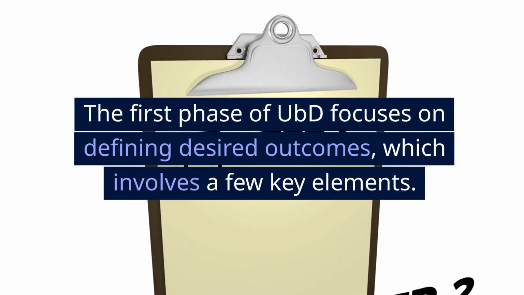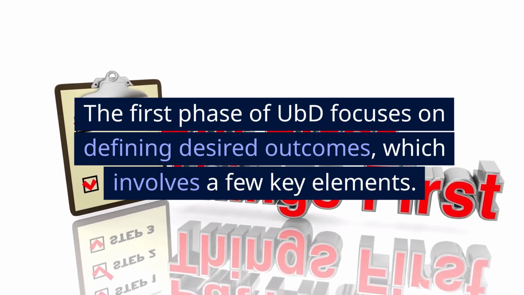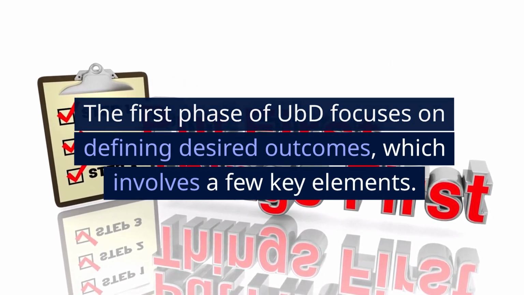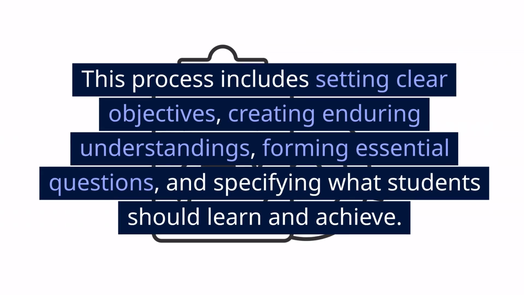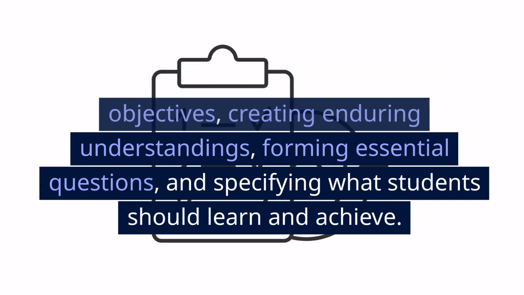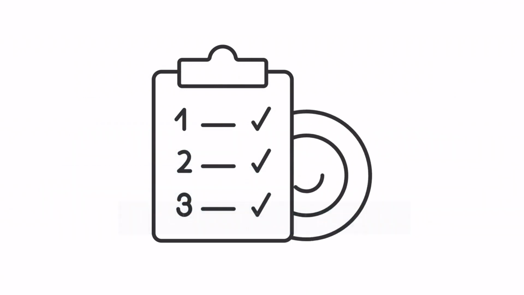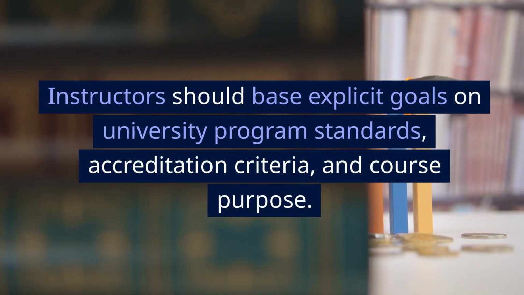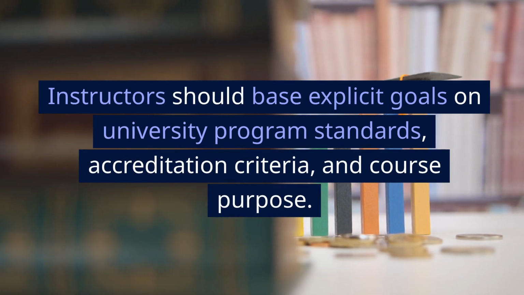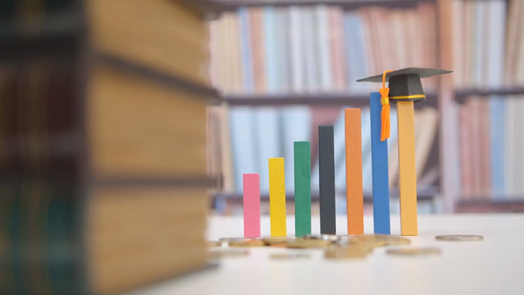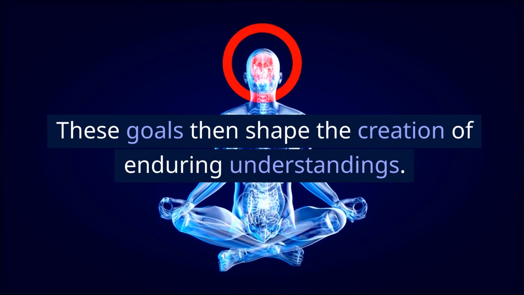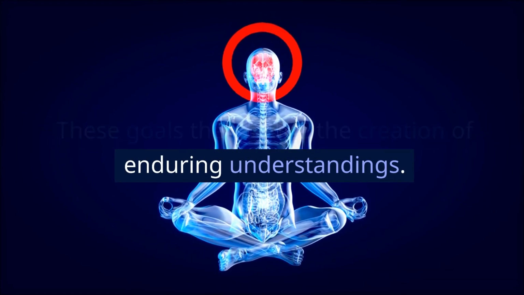The first phase of UBD focuses on defining desired outcomes, which involves a few key elements. This process includes setting clear objectives, creating enduring understandings, forming essential questions, and specifying what students should learn and achieve. Instructors should base explicit goals on university program standards, accreditation criteria, and course purpose. These goals then shape the creation of enduring understandings.